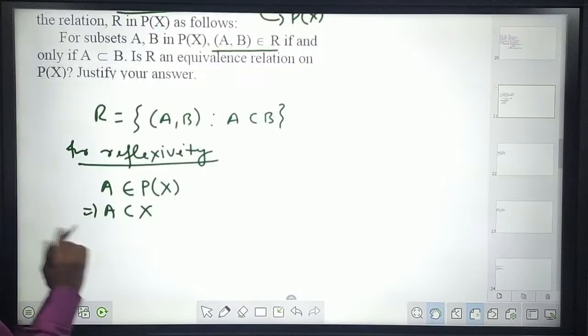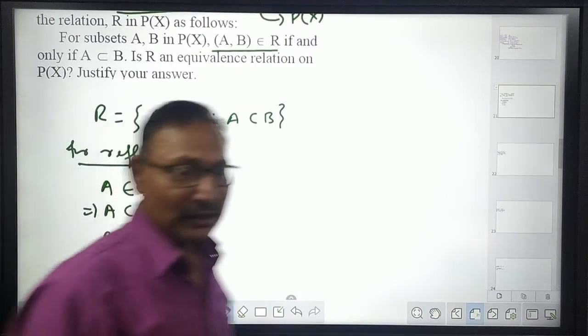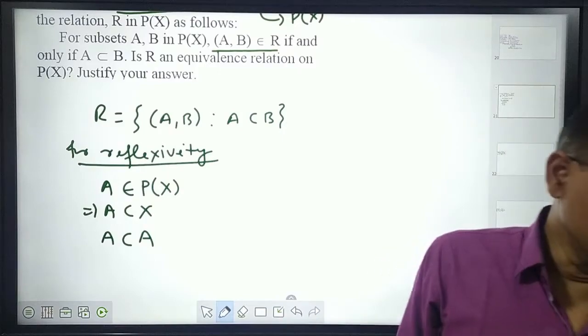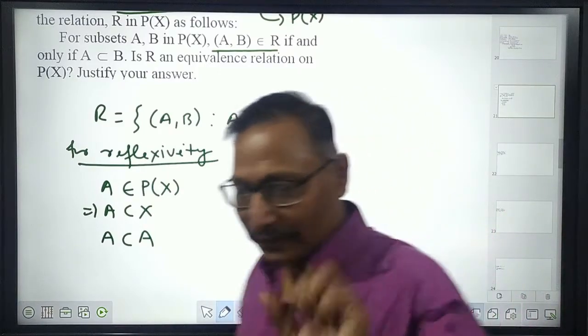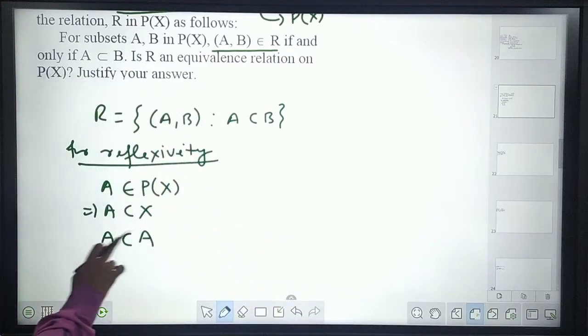A is a subset of A. We know that every set is a subset of itself. Every set is a subset of itself. And if every set is a subset of itself, that means this A is a subset of itself.